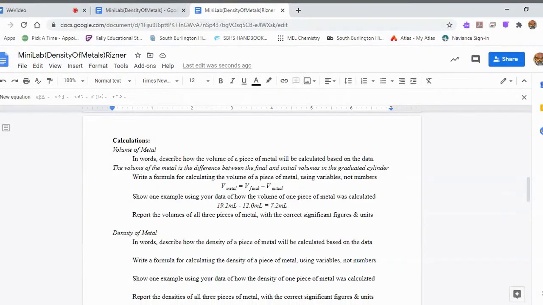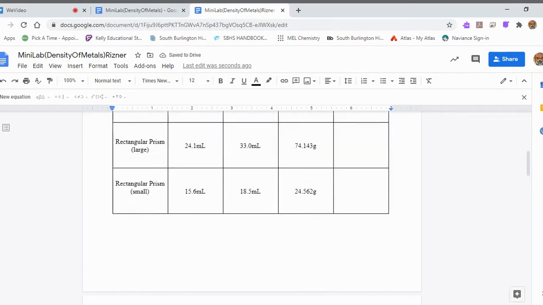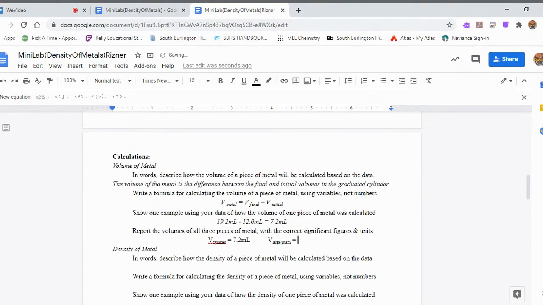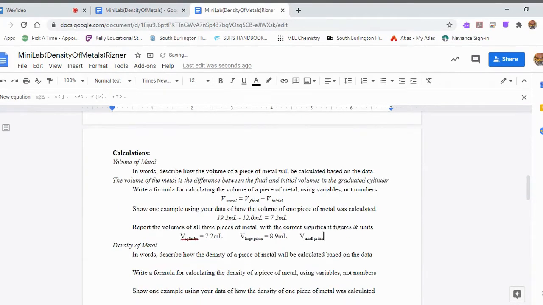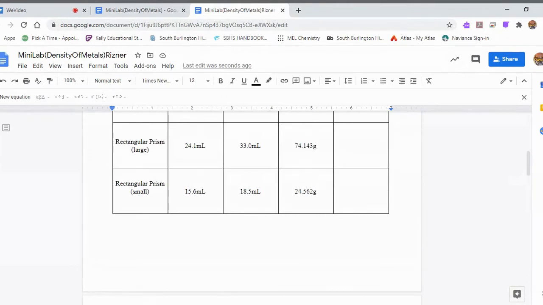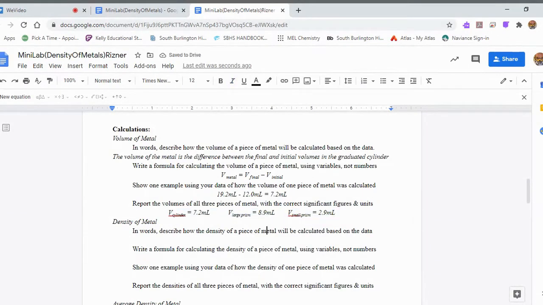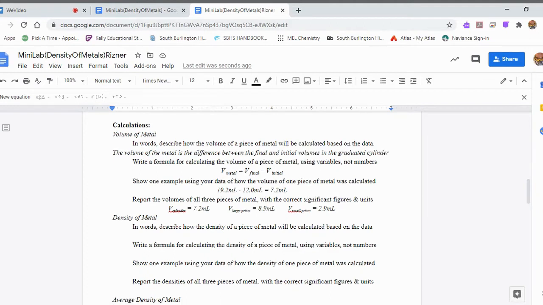Next, we would report the volumes of all 3 pieces of metal. We don't need to show our work anymore, but you would just show them with correct significant figures and units. So this is a fully explained, correctly formatted set of calculations for the volume of the metal. Next, we'll look at the density of the metal.